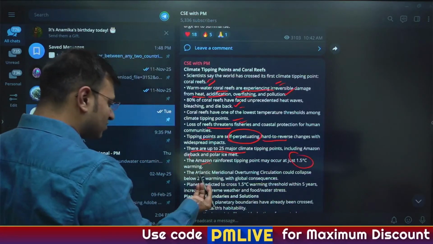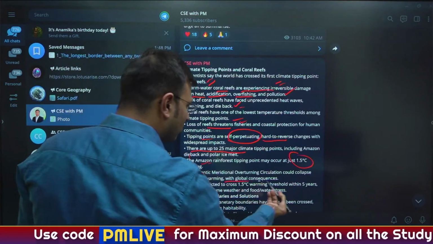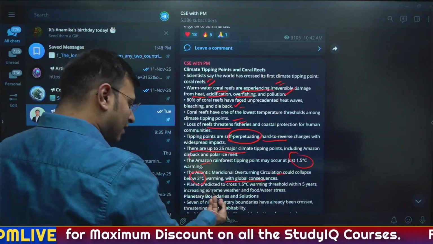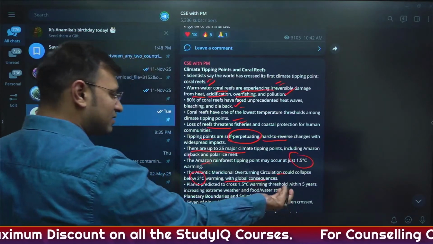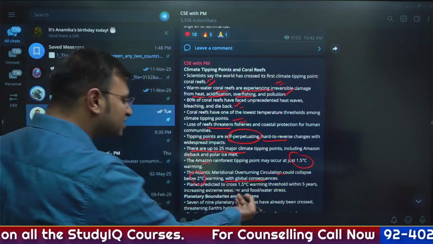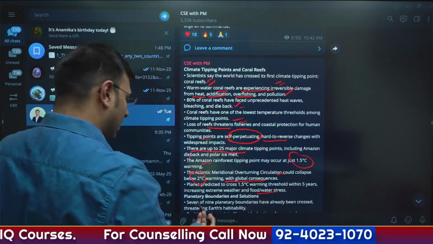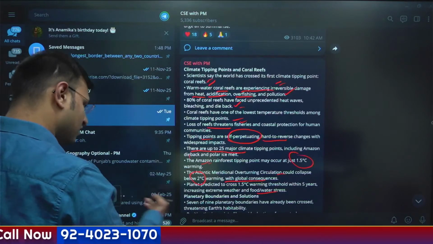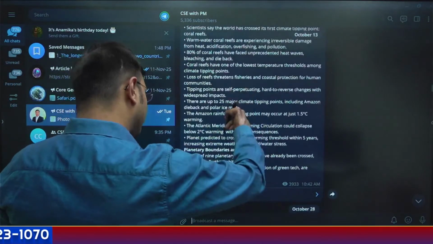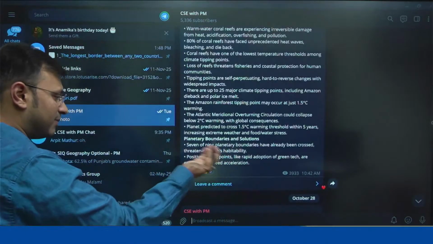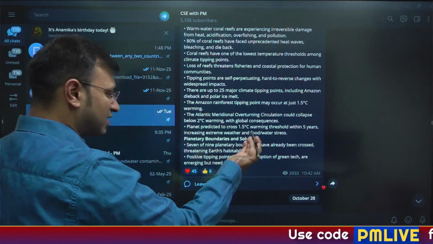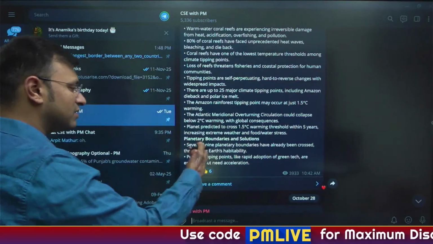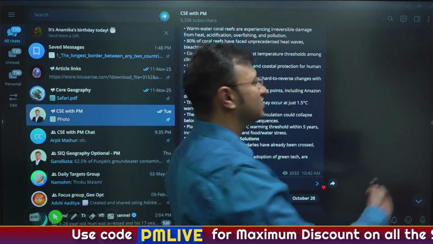The Atlantic meridional circulation below 2-degree warming, with global consequences. The planet is predicted to cross the 1.5 degree warming threshold within 5 years, increasing extreme weather and food and water stress. Planetary boundaries and solutions. So 7 of the 9 boundaries have already been crossed, threatening Earth's habitability. Positive tipping points like rapid adoption of green tech are emerging but need global acceleration.